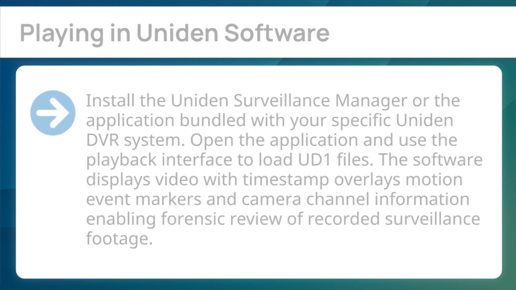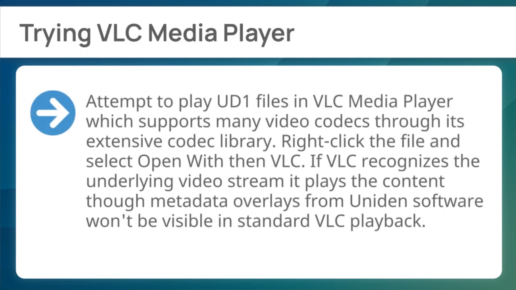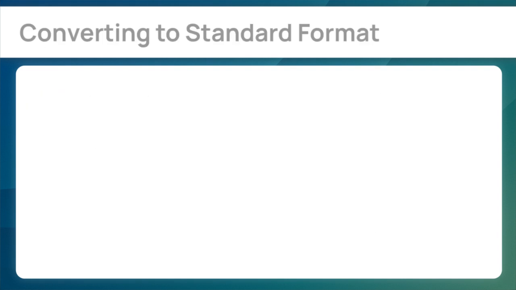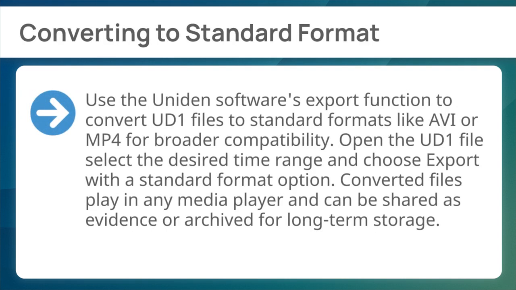Next, trying VLC Media Player. Attempt to play UD1 files in VLC Media Player, which supports many video codecs through its extensive codec library. Right-click the file and select Open With, then VLC. If VLC recognizes the underlying video stream, it plays the content, though metadata overlays from Uniden software won't be visible in standard VLC playback.